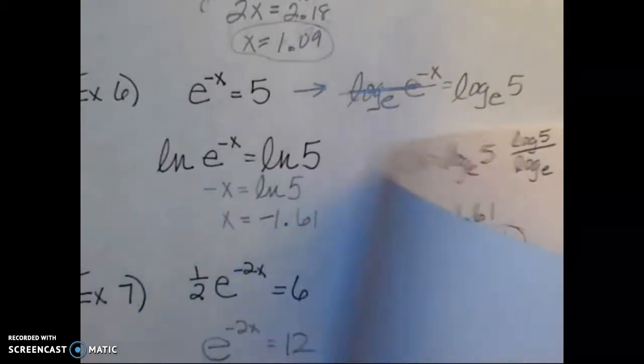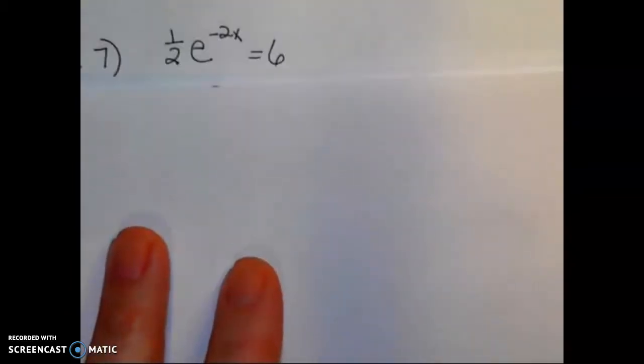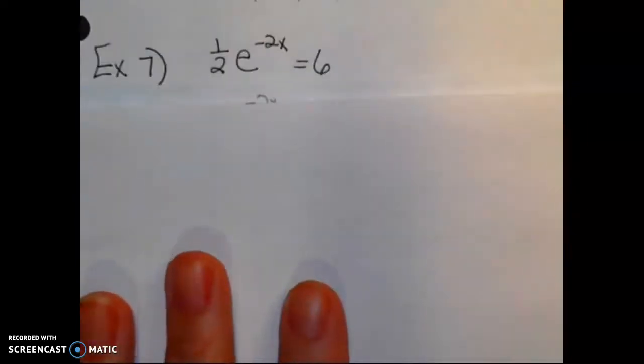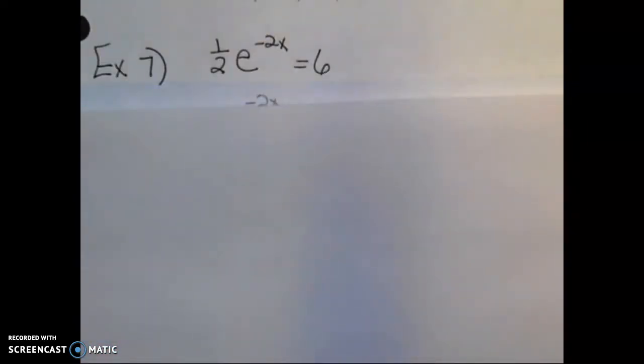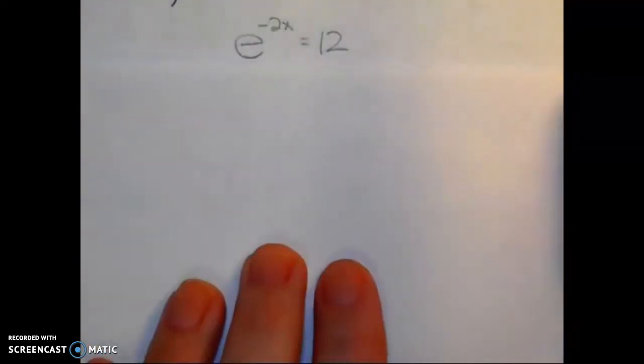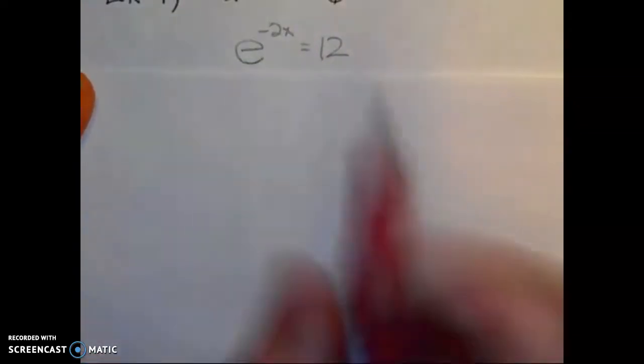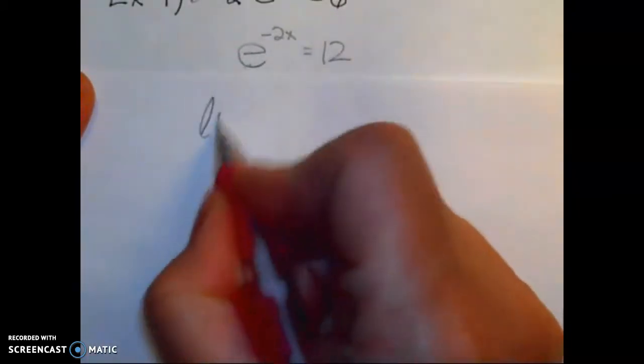I have just one more for you today. Okay, here's another one. Before you do anything, you have to isolate that e. Get the e all by itself. To do that, you have to get rid of the 1/2. So multiply by 2. Multiply by the reciprocal on both sides. You get e to the negative 2x equals 12. To get rid of this e, you multiply by log sub e on both sides.